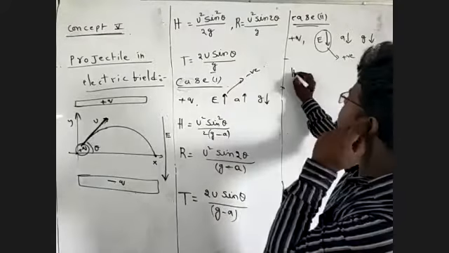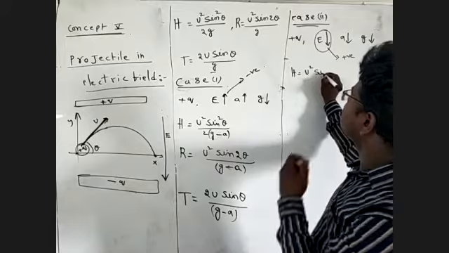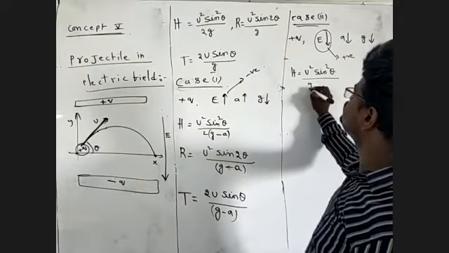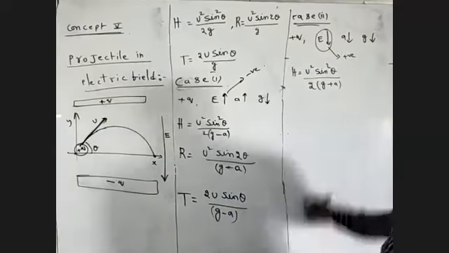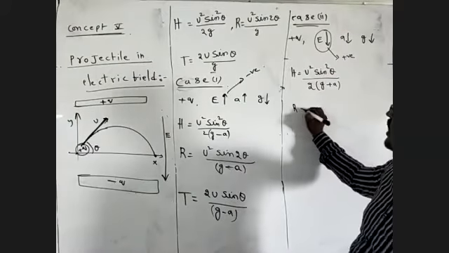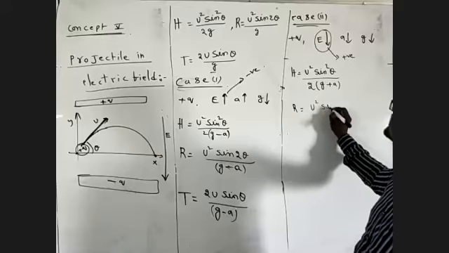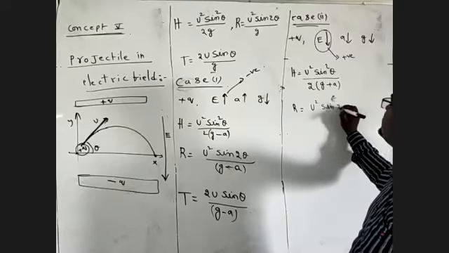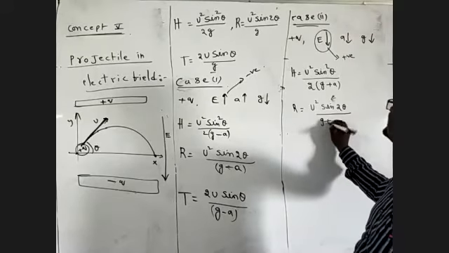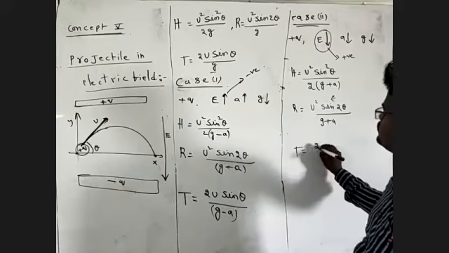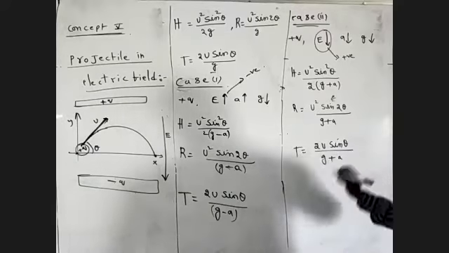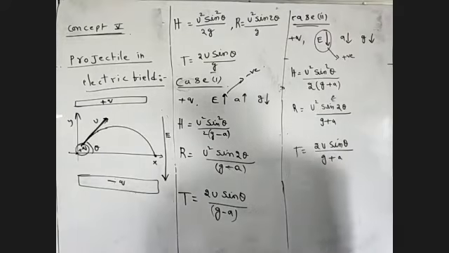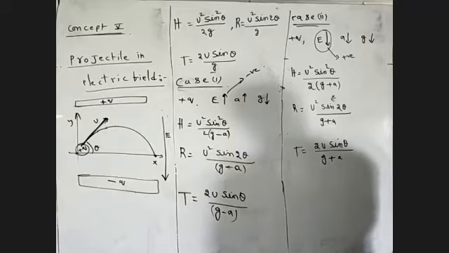Now I'm going to write H is equal to u squared sin squared theta by 2 into (g plus a). Next, the range R is equal to u squared sin 2 theta by (g plus a). Time of flight T is equal to 2u sin theta by (g plus a) seconds. This is case number 2.